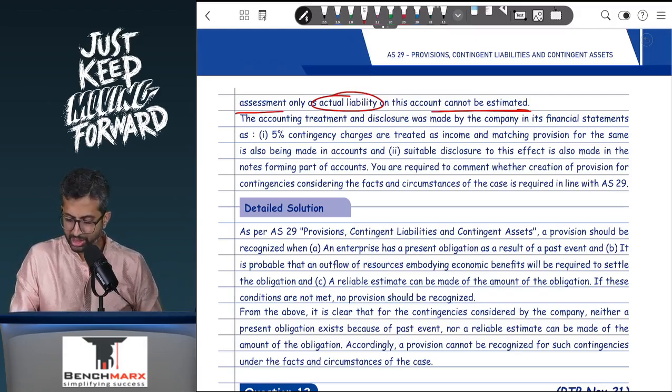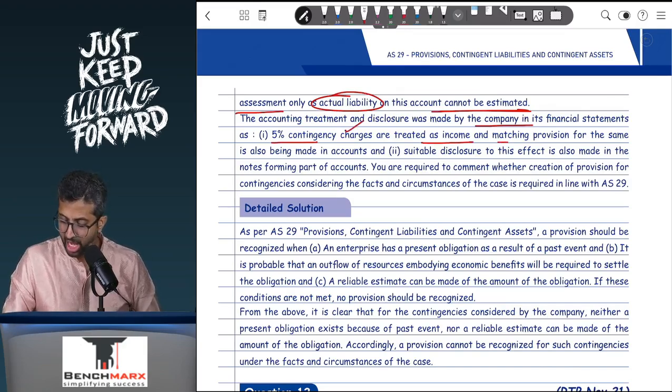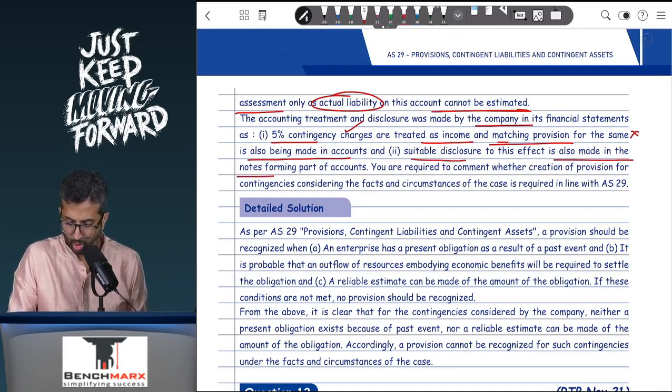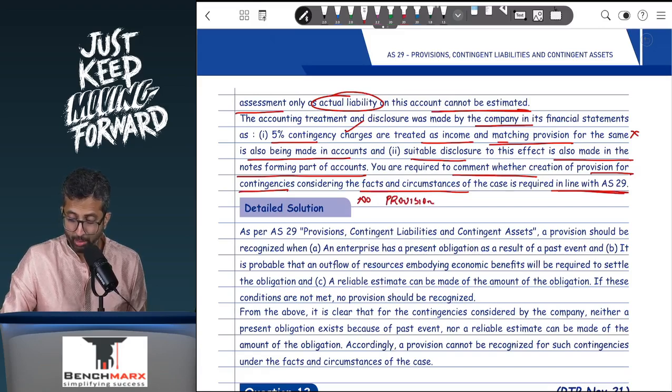Now, the accounting treatment and disclosures made by the company in its financial statements are: 5% contingency charges are treated as income, and this is fine, you can show it as income, and a matching provision for the same is also made in the accounts. I don't think that is correct, because there's no obligation. Second, a suitable disclosure to this effect is also made in the notes to accounts. You are required to comment on whether the creation of provision for the contingencies in the facts and circumstances is in line with AS 29. The answer is no. No provision needed because there is no obligation.